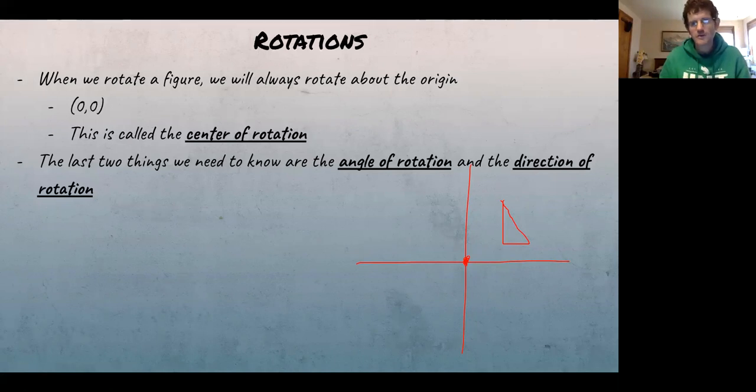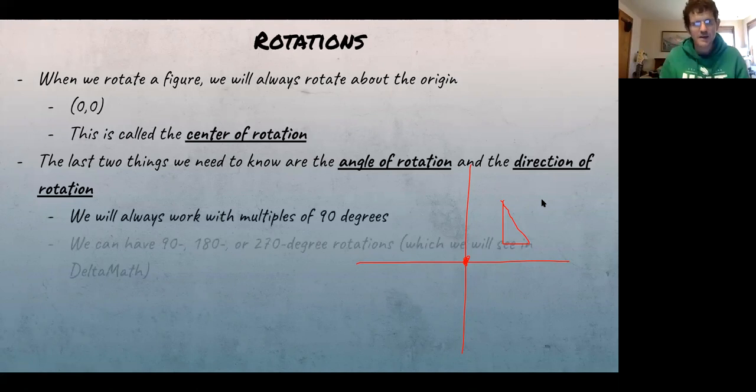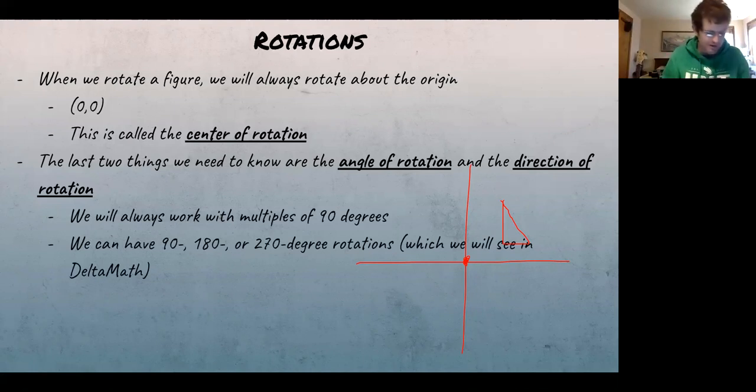We're only going to be focusing on rotating multiples of 90. So you will have some 90, 180, and 270 degree rotations, which again, we will talk about in Delta Math, but I might tell you to rotate this to right here. That's 90 degrees. If you follow that, that's 90 degrees.